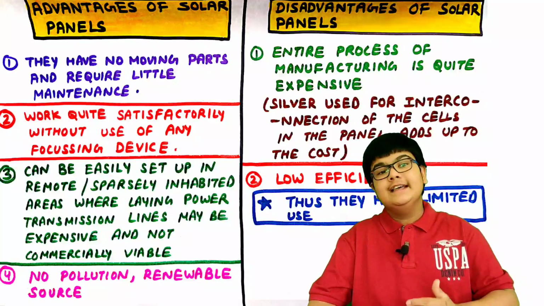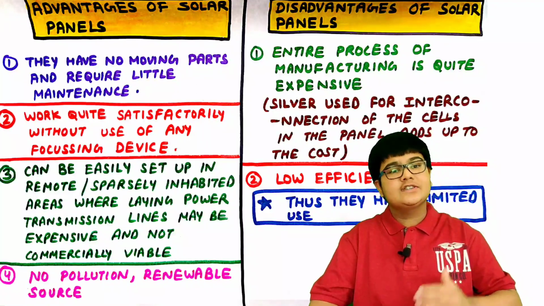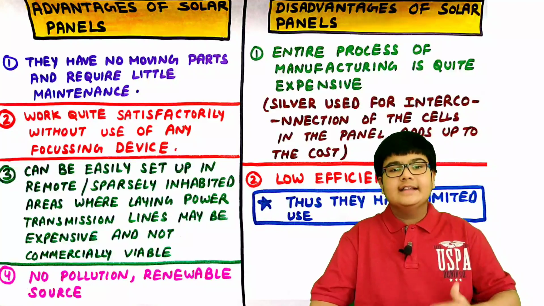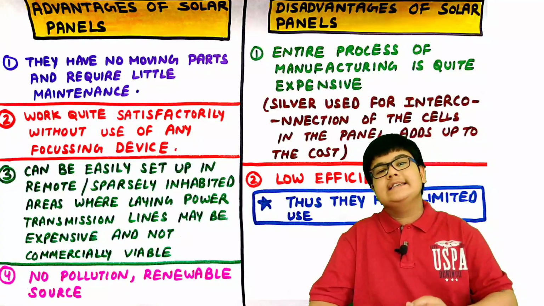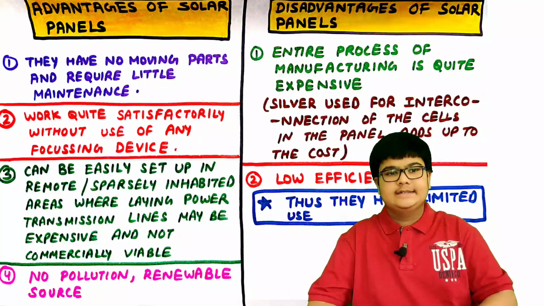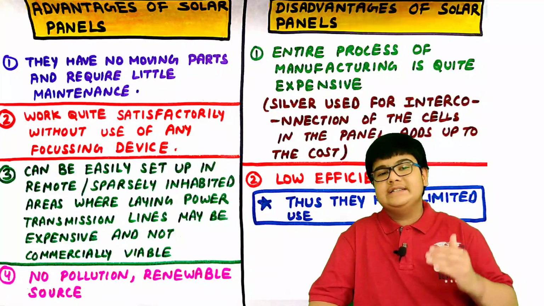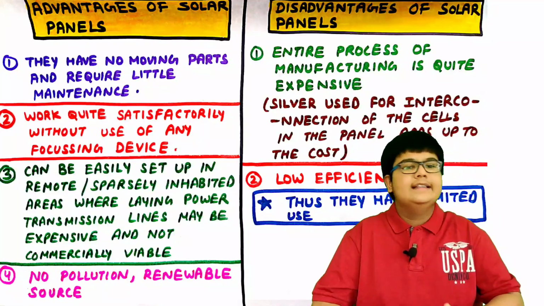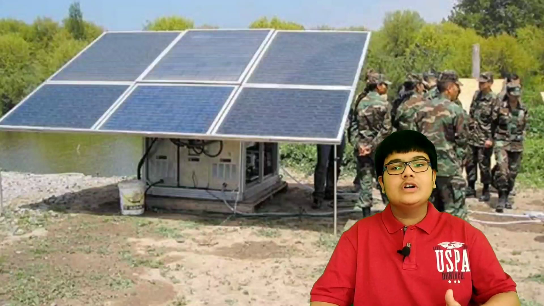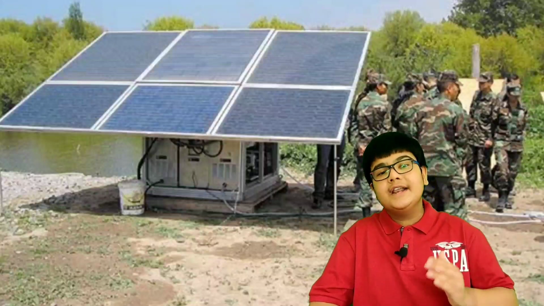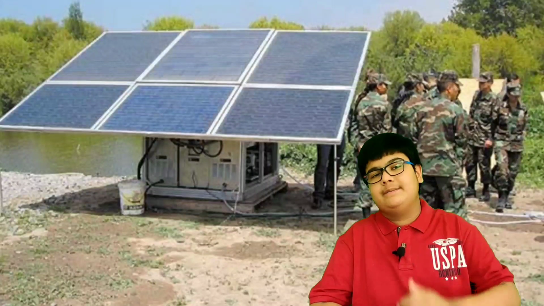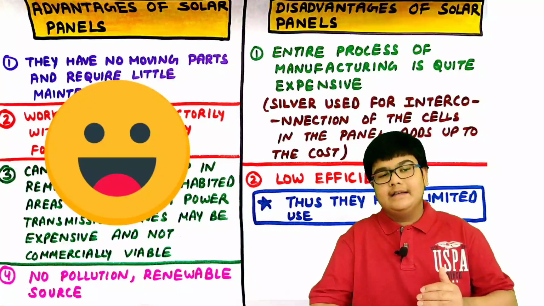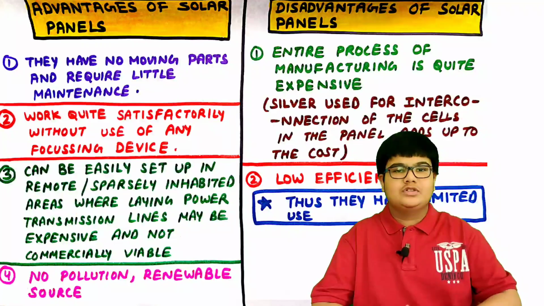Now, let us study the advantages and disadvantages of solar panels. The advantages of solar panels are that they have no moving parts and they require very little maintenance. Second, they work quite satisfactorily without the use of any focusing device. Third, they can easily be set up in remote or sparsely inhabited areas where laying power lines may not be possible. Fourth, they cause no pollution and solar energy is a renewable source.